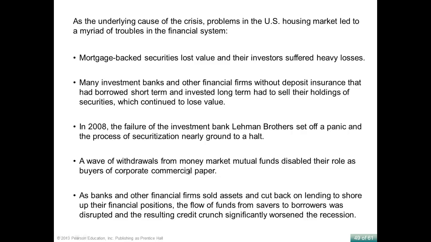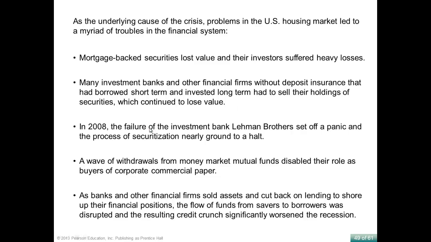As an underlying cause of the mortgage crisis, problems in the U.S. housing market led to a myriad of troubles in our financial system. 1. Mortgage-backed securities lost value, and their investors suffered heavy losses. 2. Many investment banks and other financial firms without deposit insurance that had borrowed short-term and invested it in long-term assets had to sell their holdings in the security at a loss of value.